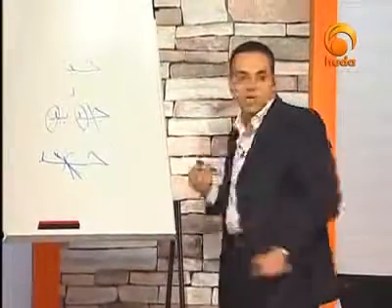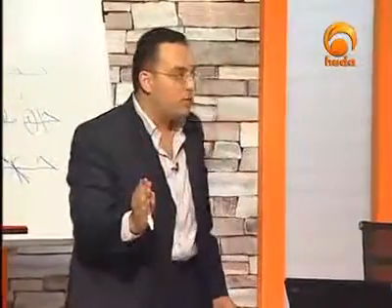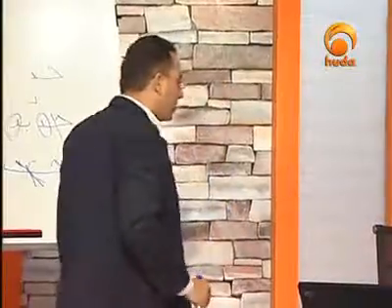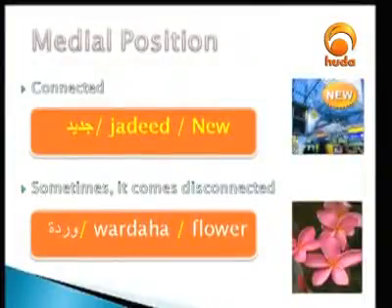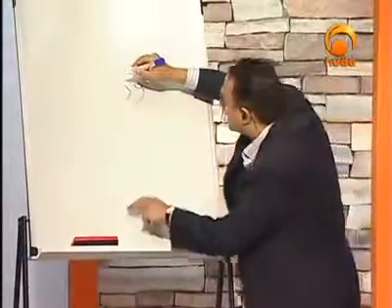So dal here comes in the medial position. That means that in the first case, when dal comes in the medial position, it sometimes comes connected. On the other hand, sometimes it comes disconnected, like flower, warda. Let me write that here. I think that's a very interesting word because you can find one distinctive feature for this word. Do you know what it is? It's all separate. Exactly, all of them are separate.